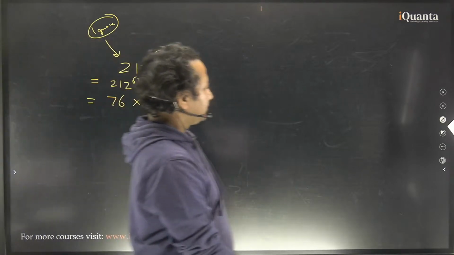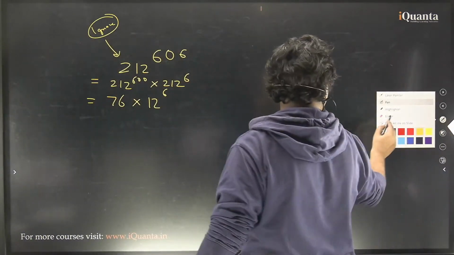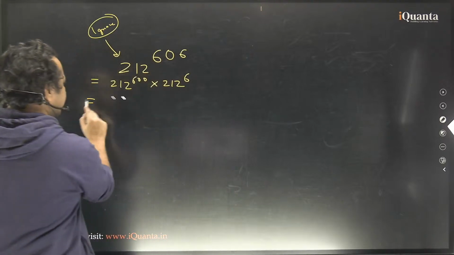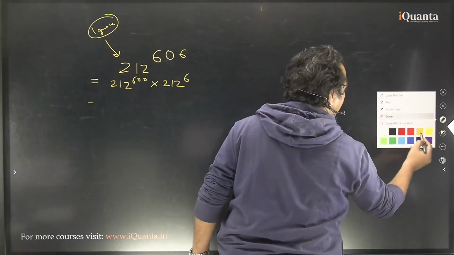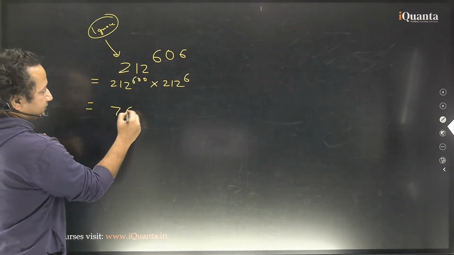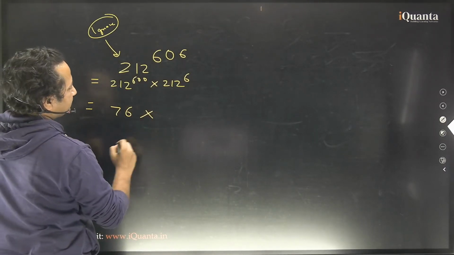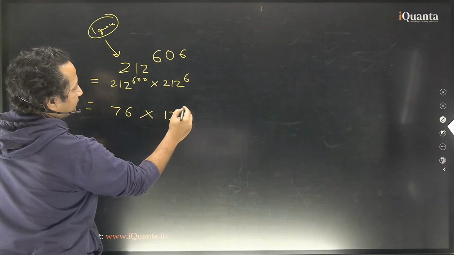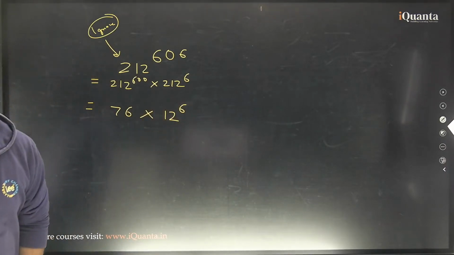Is this clear? I'll put some space. This clear or not? Is this clear?